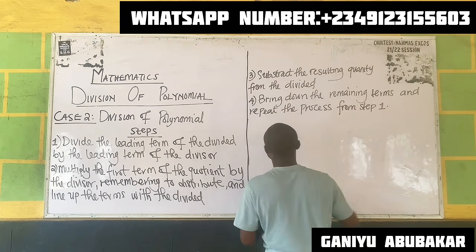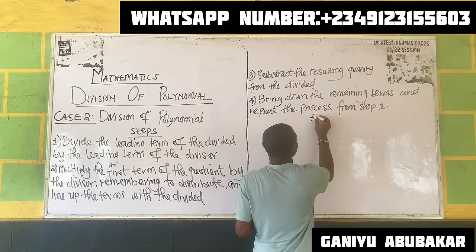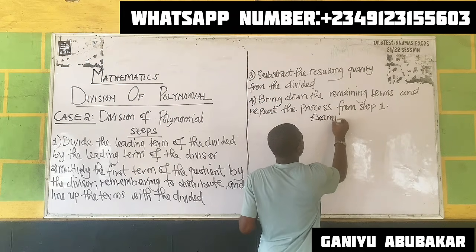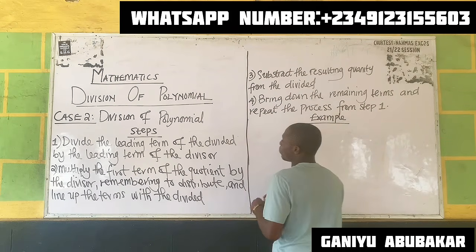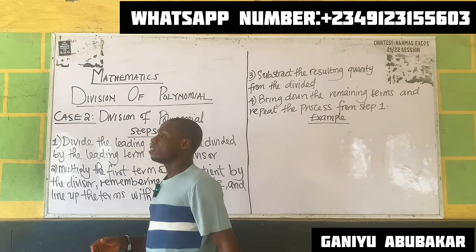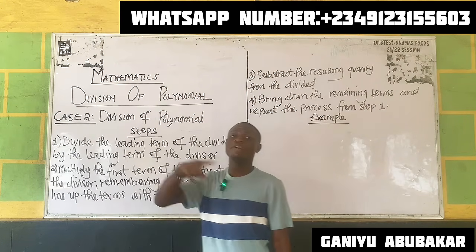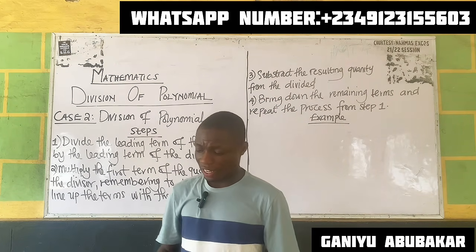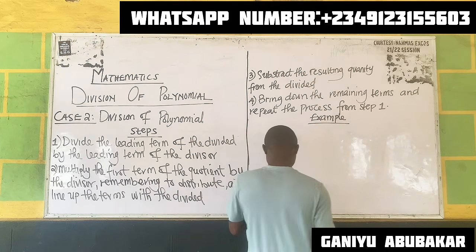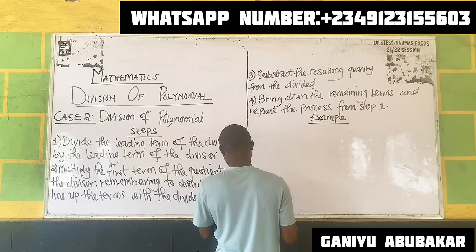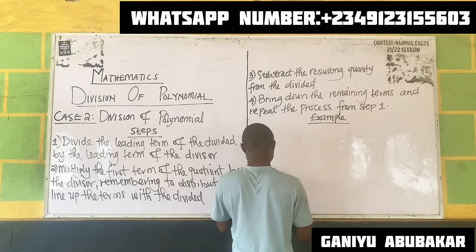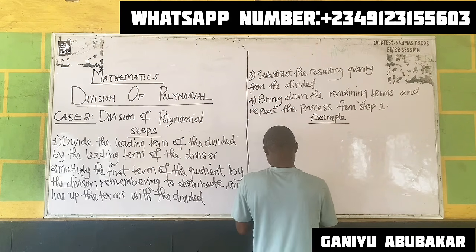Let's take a few problems. Don't forget the step, please. Step 1 is to divide the leading term of the dividend by the leading term of the divisor. So first things first, example number one.